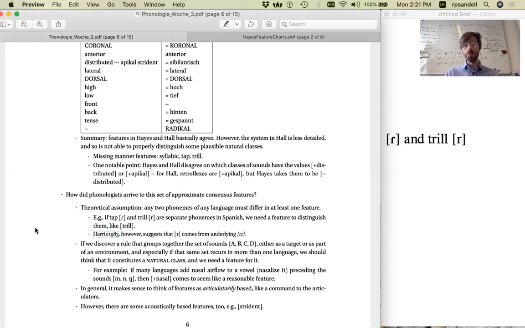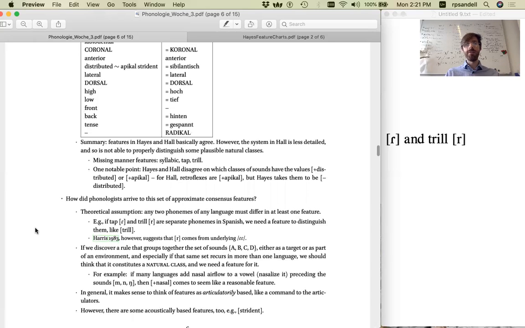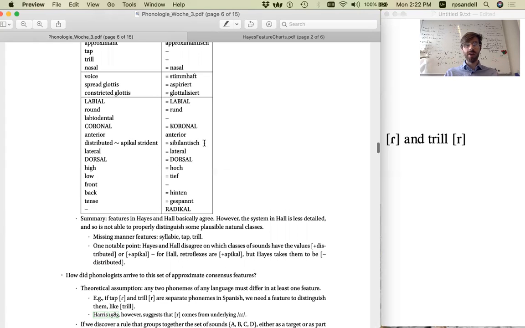Though there are a few features instead which are acoustically based, that are grounded in the way something sounds rather than exactly the way it is produced. That's the case, for instance, for the feature strident or sibilant.